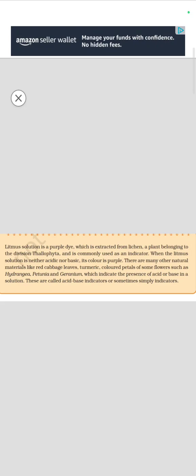There are many other natural materials or natural indicators like red cabbage leaves, turmeric, colored petals of some flowers such as hydrangea, petunia, geranium, which indicate the presence of acid or base in a solution. These are called acid-base natural indicators or sometimes simply indicators. So there are a lot of examples of natural indicators. The famous one is litmus solution.